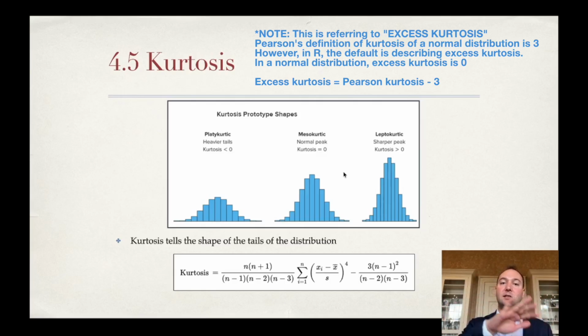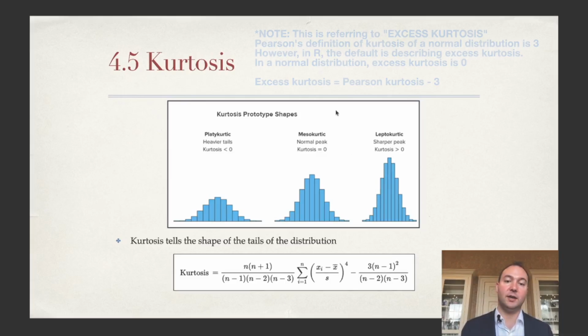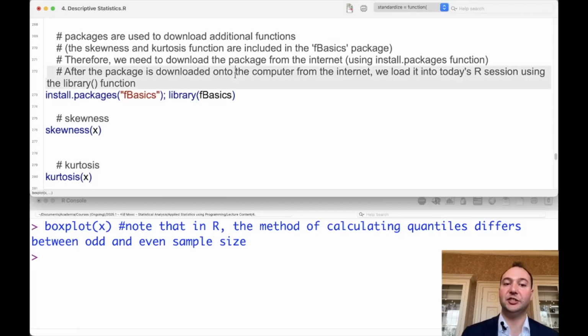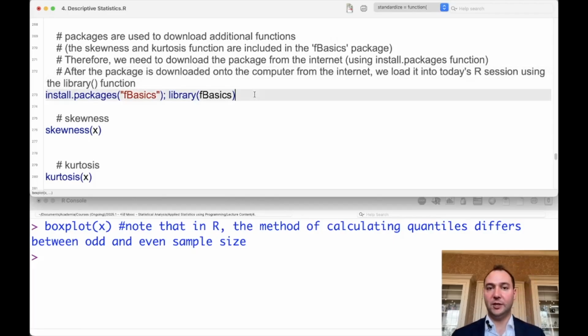If your data distribution is flat, we call it platykurtic, like a platypus tail. If our distribution is very sharp and spiked, we call that leptokurtic. If it is following a normal distribution, we call that mesokurtic. All right, we have some measures of shape. So, unfortunately, there are no built-in functions for skewness or kurtosis. That's why I usually recommend this package, which is Financial Basics, fBasics.